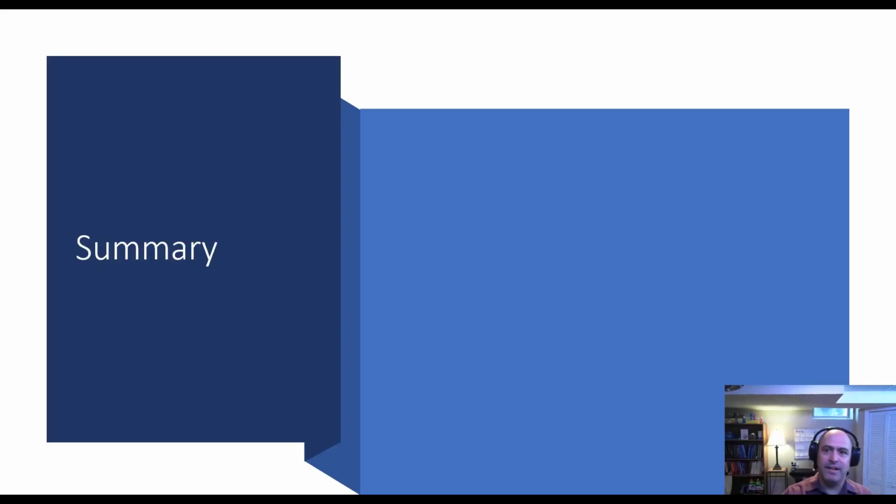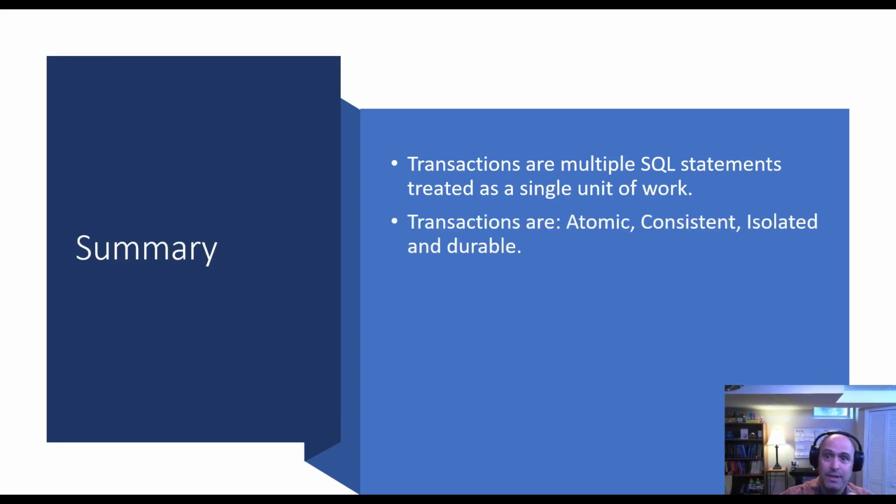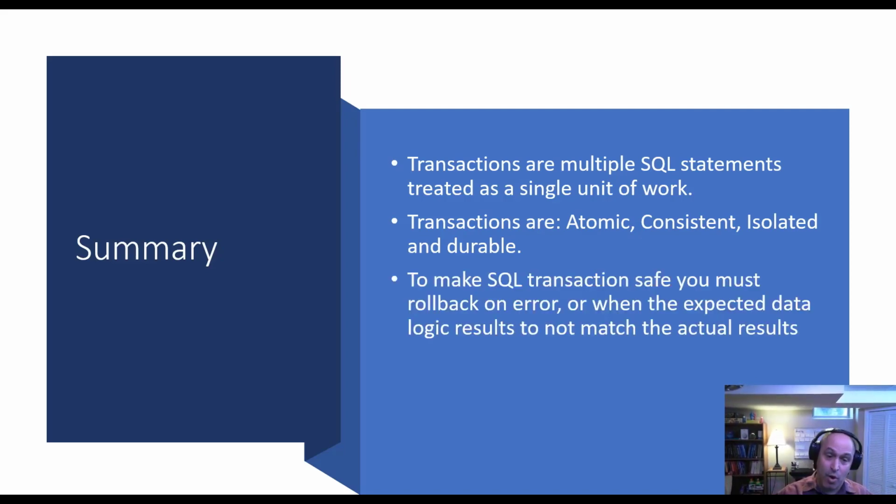Woo, lot we covered there. Let's sum it up. Transactions are multiple statements that are treated as a single unit of work in SQL. They have the ACID properties of atomic, consistent, isolated, and durable. To make your code transaction safe, you must roll back on error and or roll back when the expected data does not match the results, or the data that comes into your data logic is not what you need or want. Some of the data logic you have to test yourself for rollback. Others you should just blanketly roll back on error. So both conditions are needed to make your code truly transaction safe.